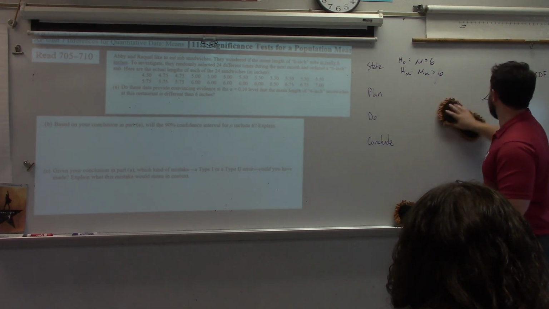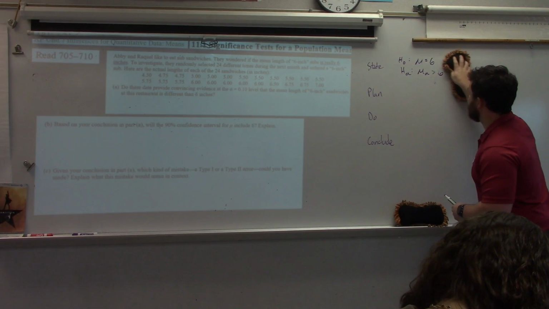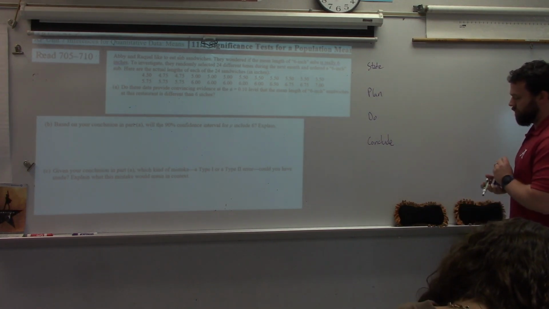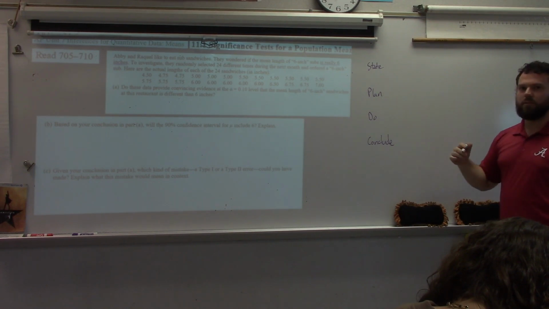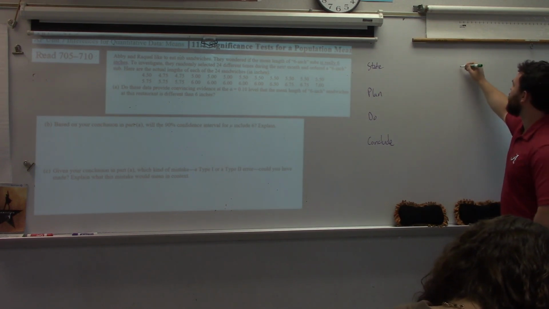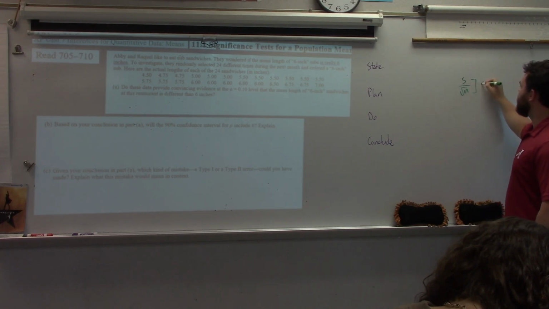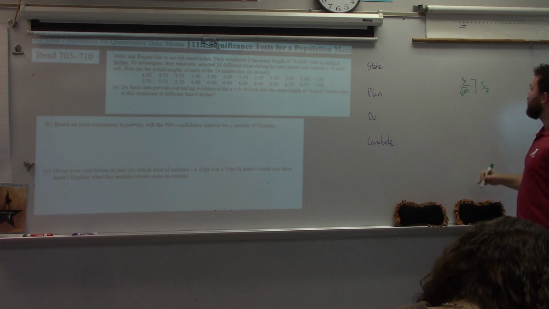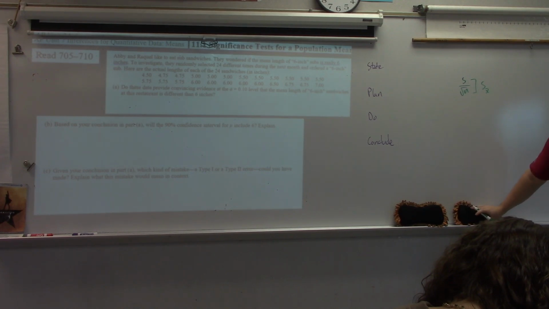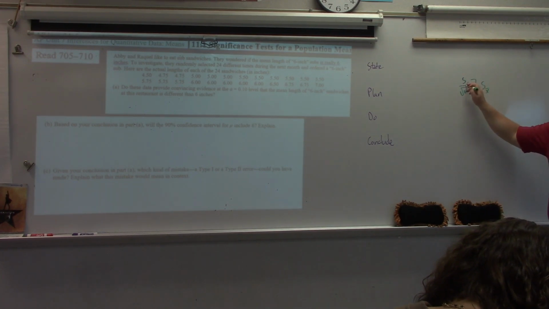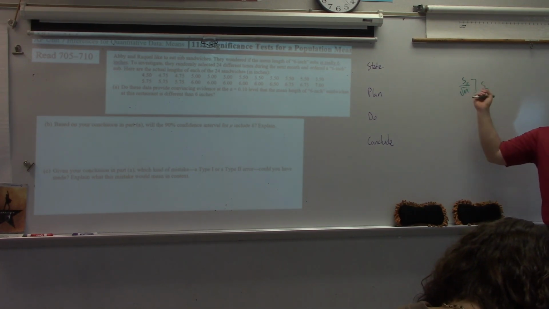Yes, Tyler. Is that formula you just wrote, isn't it just S over square root of N? Or is it S sub X? You're right. Thank you. This is the sample mean. That'd be the standard error of the sample mean. It's S sub X is what I meant to write, the standard deviation of X.